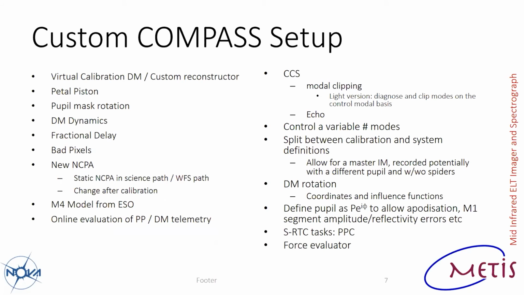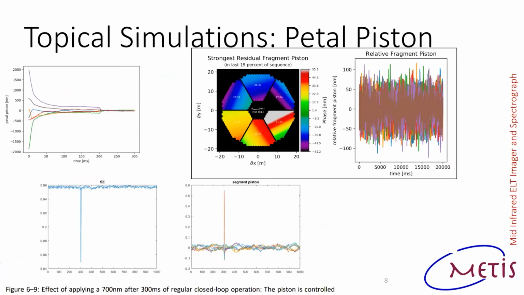So this is essentially a summary of what has been implemented in COMPASS. I already spoke about most of these: custom reconstructor, pedal piston, mask rotation, and so on. On the right side, there are the ones that are very recent or not even fully implemented yet, like this CCS thing and DM rotation and all other kinds of technical details. So, some simulations.